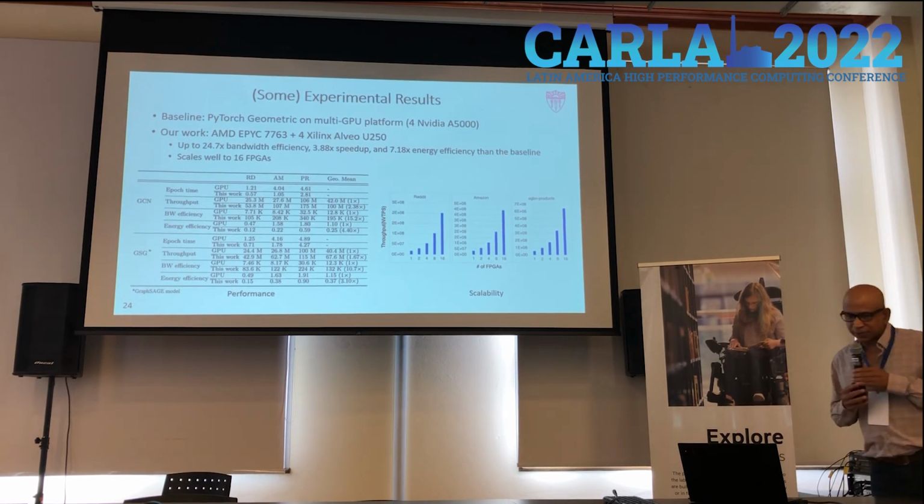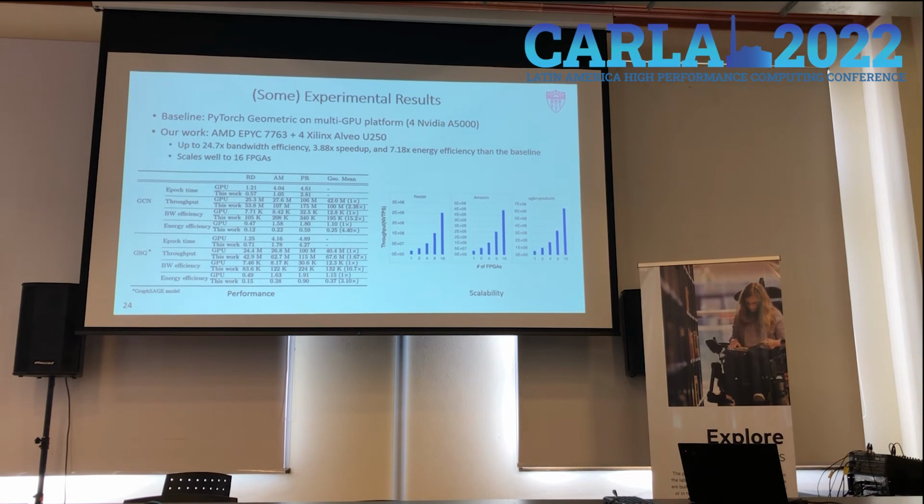Some experimental results. There are a number of results in the camera-ready paper that you can look into. What we have done here is compare against a multi-GPU platform as the baseline, with NVIDIA A5000s. This is typically done by using PyTorch Geometric as the tool. We used the same tool here and then had a design flow to go from there to the AMD EPYC plus 4 Xilinx Alveo boards. The same number of boards. These are comparable devices in terms of the number of transistors, the amount of memory bandwidth, and the external memory on these devices. What I'm showing here is for two different classic GNN models.